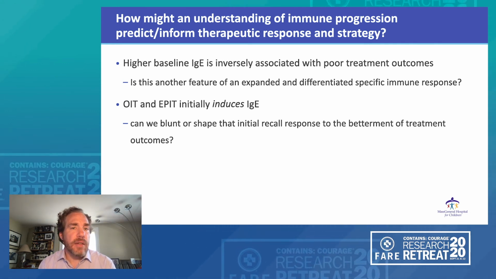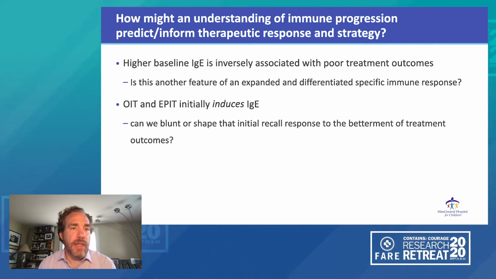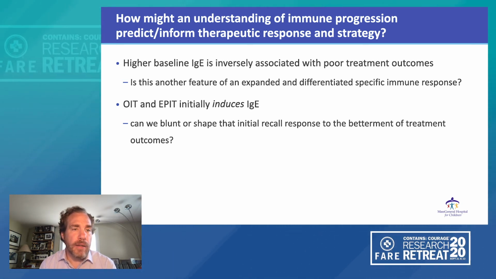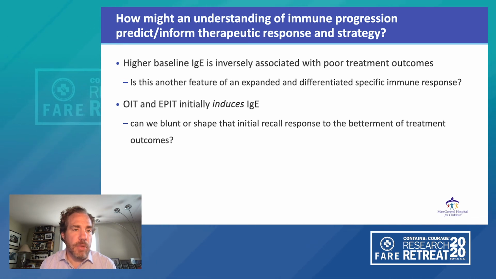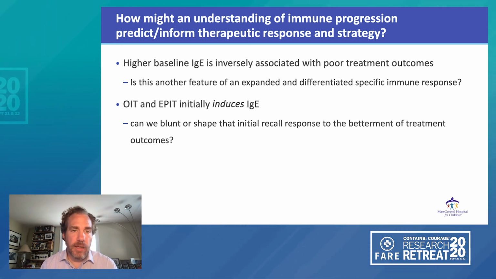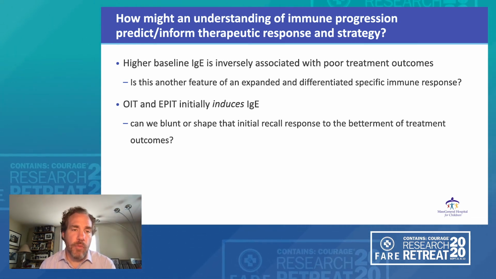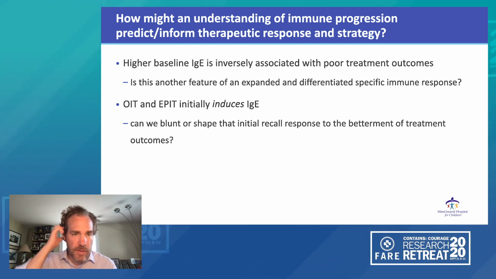In the next slide, how might we understand immune progression in this context of food allergy and the therapeutic response, and indeed, design strategies around it? Well, I would suggest that we already know that higher baseline IgE is inversely associated with treatment outcome. In other words, the higher it is, the less likely that patient is to do as well with immunotherapy. Is this another feature of this expanded or more terminally differentiated phenotype, along with poor prognosis for natural history and greater sensitivity on a challenge?